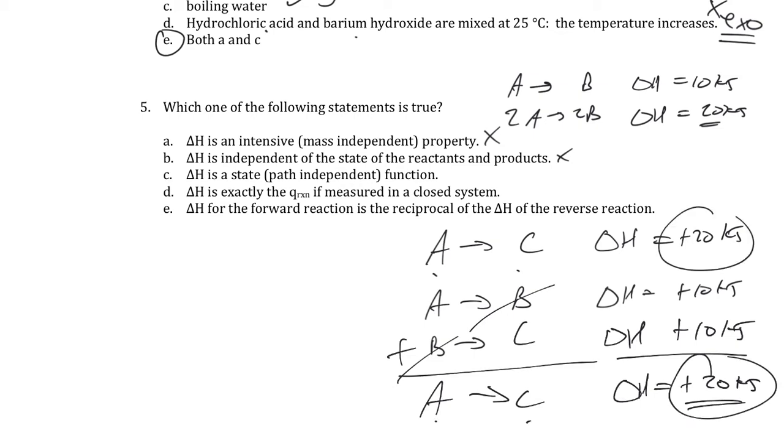So A to C, it doesn't matter how we get there. If we go through B, if we go through 2 intermediates, 3 intermediates, 4 intermediates, no matter how we're doing the reaction, delta H is the same. So delta H is a path-independent function like delta E is.